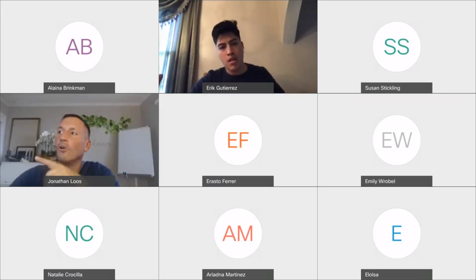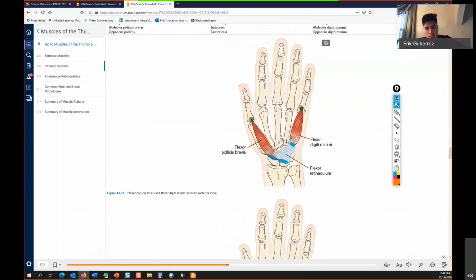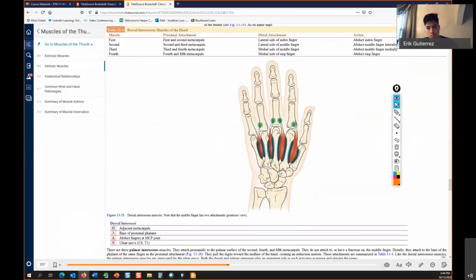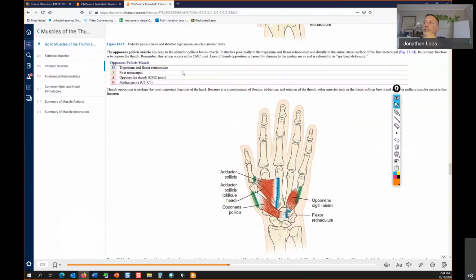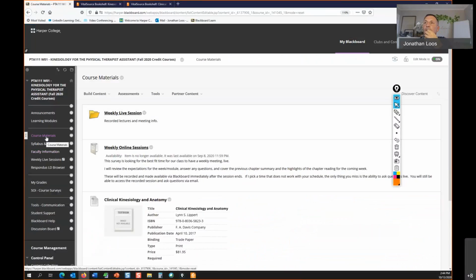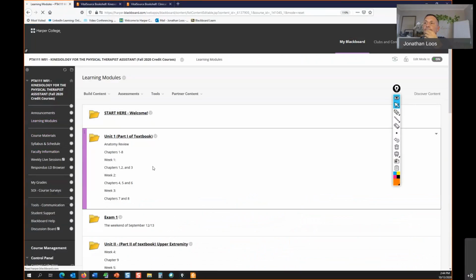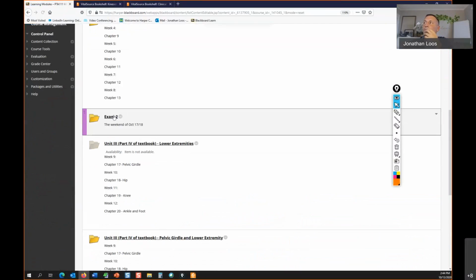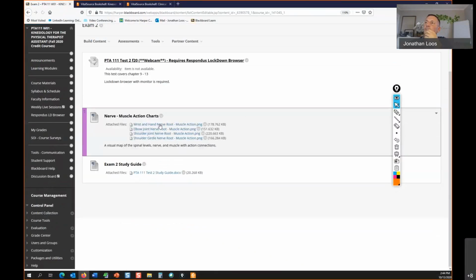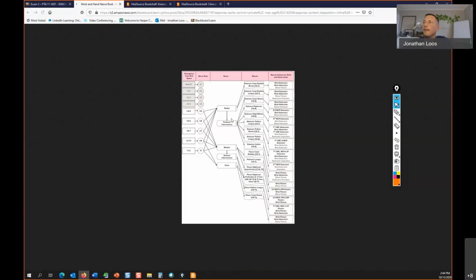So, understanding these figures here, 22, 23, 24. Again, more of these guys coming in and out. And the other thing I was going to share, because you asked about the innervations: under the learning modules, under exam 2, I have these nerve charts here. I think these are pretty cool. They kind of go through.